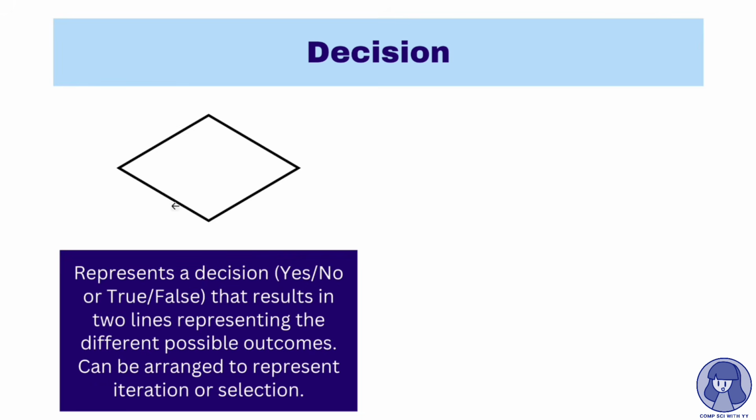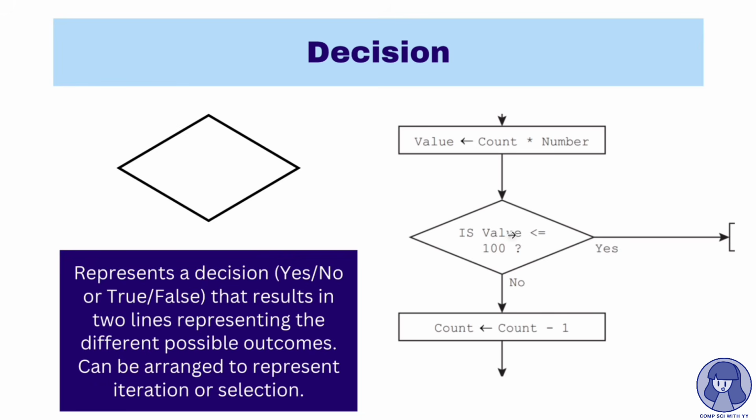Okay, and finally, we have the symbol for decisions. So this is using this diamond shape, and inside of it, we write a question. So for example, is value less than or equal to 100? And then we have 2 branches coming out of it. So it's either yes and no, or it could be true and false. So it depends on the question inside.